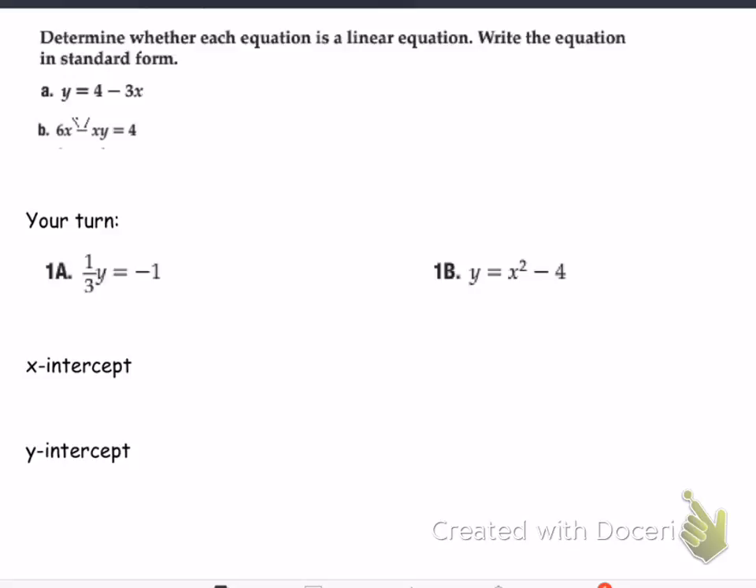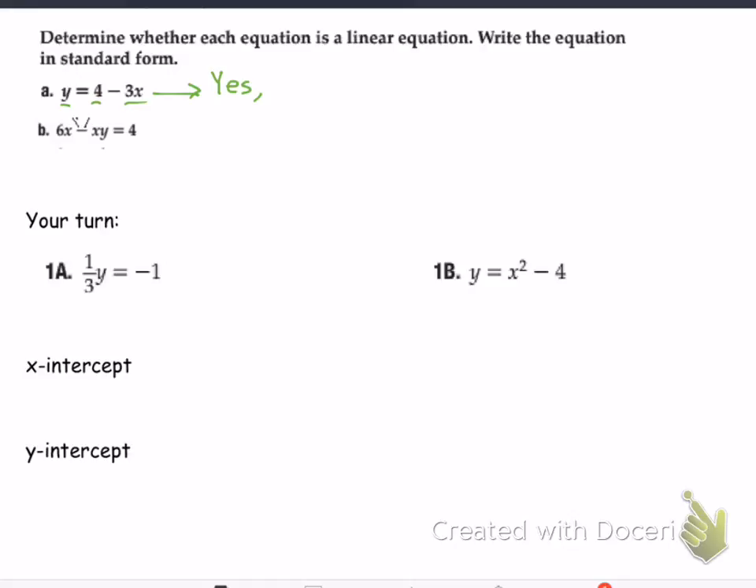Okay, looking at letter A. Number one, are there any exponents that are greater than 1? No, no exponents. Okay, so far so good. Number two, can it be written in standard form? It can be written in standard form. Let me get to that in just a sec. Number three, there aren't any terms in any of these three groups here that has more than one variable. So this is yes, it is a linear function.